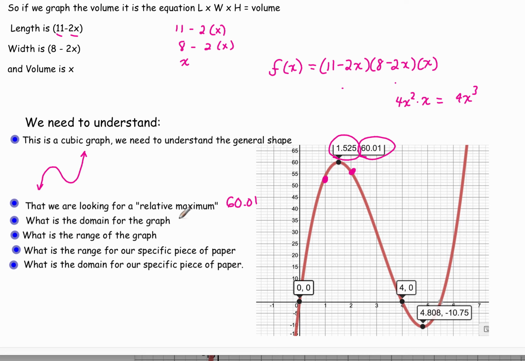Now the domain of the graph goes from negative infinity to positive infinity. The range of the graph also goes from negative infinity to positive infinity. But we don't care about the whole graph. We only care about our piece of paper. So our piece of paper has a domain from 0 to 4.